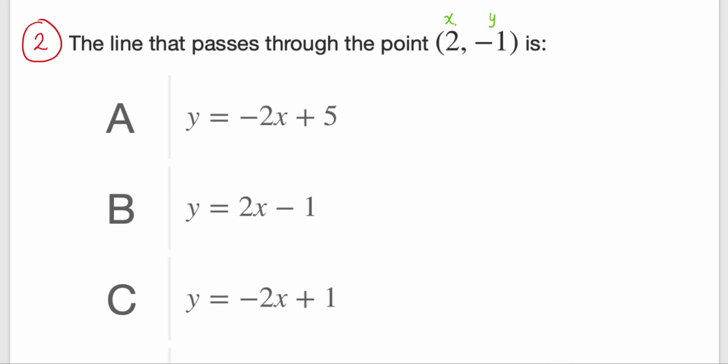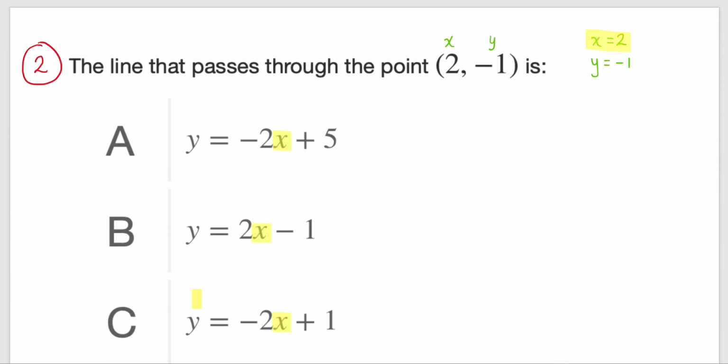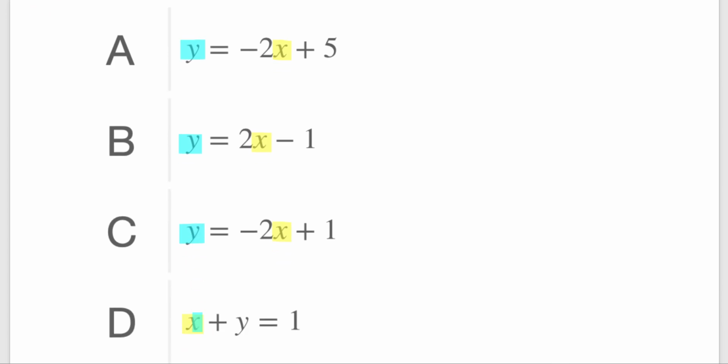Agree? So basically what we're saying is, if x is equal to 2, then y will have to be equal to -1. So what we're going to do is sub in this value of x equal to 2 in each one of these rules here. I'm going to go down and highlight the other ones as well, and then check if the value of y is going to be equal to -1. So that's what we're going to be doing, okay?